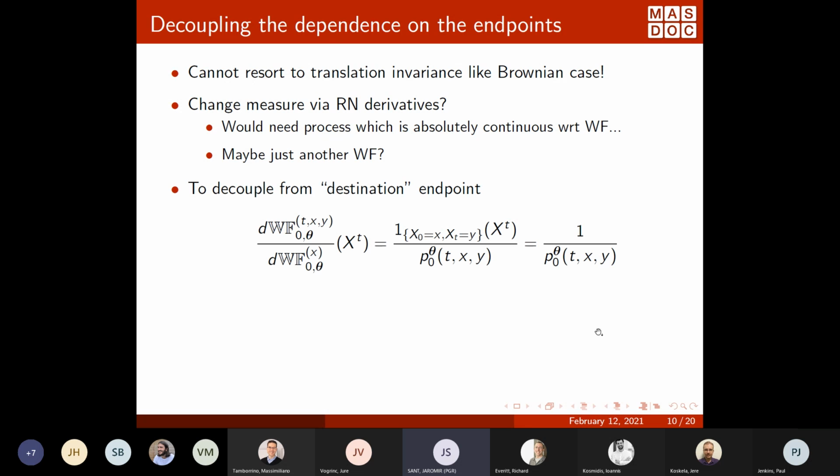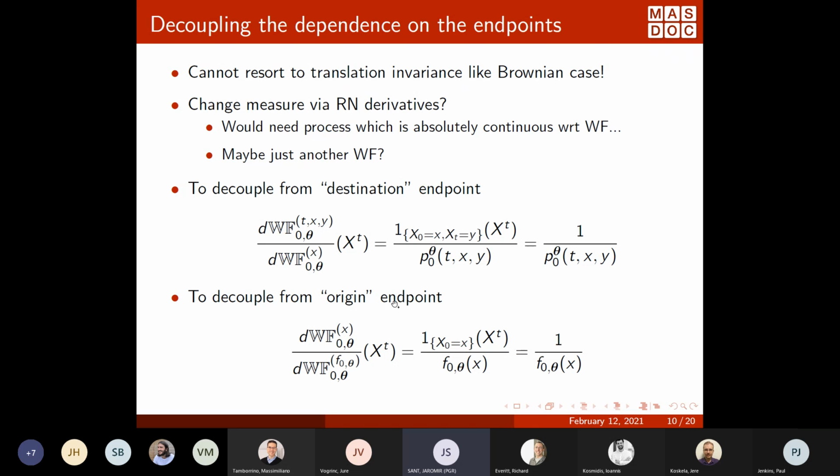And the thing is, we need to apply it twice. One to decouple the dependence on y, which is what we're doing over here. So we're just taking the law of the Wright-Fisher bridge going from x to y in time t, and finding what the Radon-Nikodym derivative is of this with respect to the law of a Wright-Fisher diffusion started at x. And that's just the inverse of the neutral transition density.